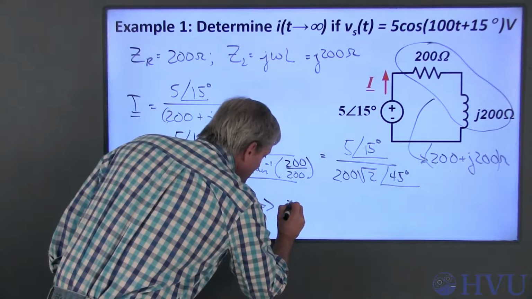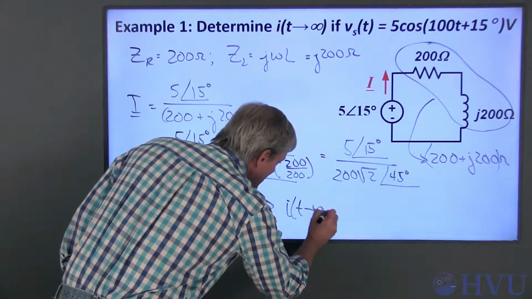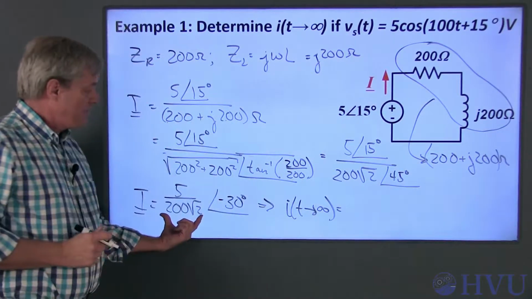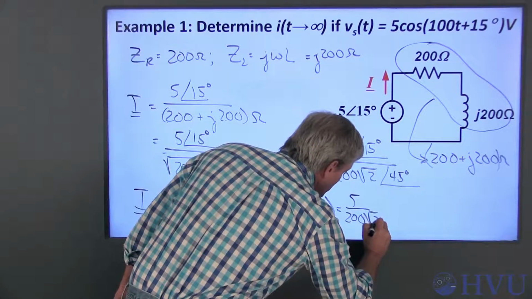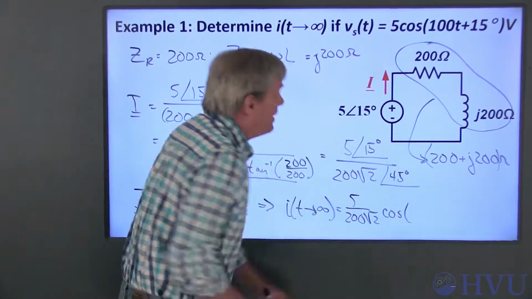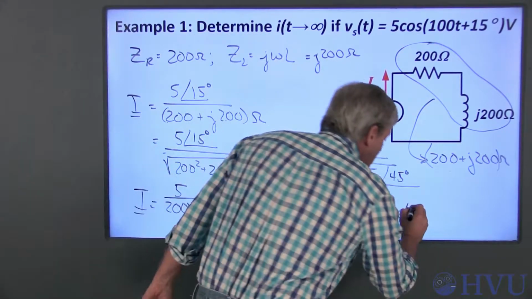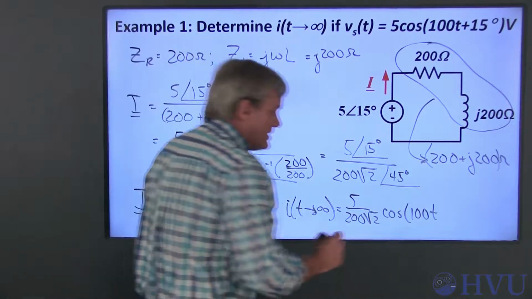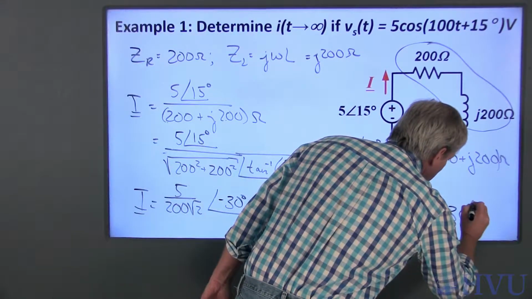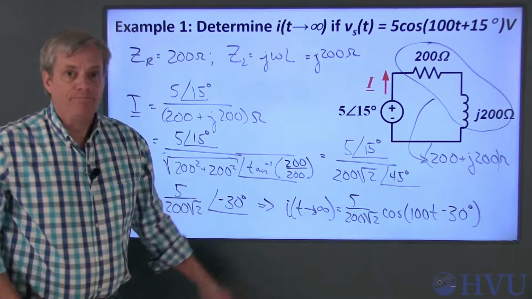So the current as a function of time, as time goes to infinity, is this amplitude, 5 over 200 times the square root of 2, cosine of this frequency, 100 radians per second times time, plus this phase angle, which is minus 30 degrees. And there's my solution.